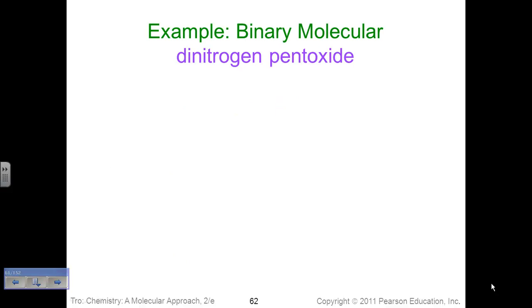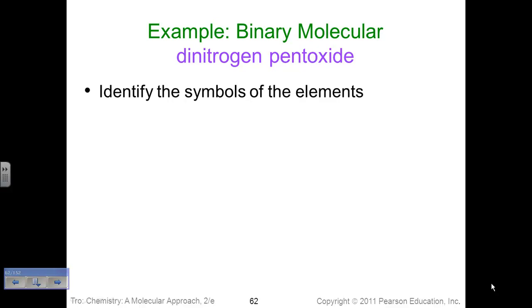Dinitrogen pentoxide is a binary molecular compound. Let's turn those words into a chemical formula. Dinitrogen, simply let the prefix help you discover the subscript for each of those elements. Dinitrogen. Locate the symbol of the element nitrogen. The symbol, of course, is N. Locate the symbol for the element oxygen. Now hear the "ide" ending telling us it's the last name, but the symbol is O. Oxide comes from the element oxygen.